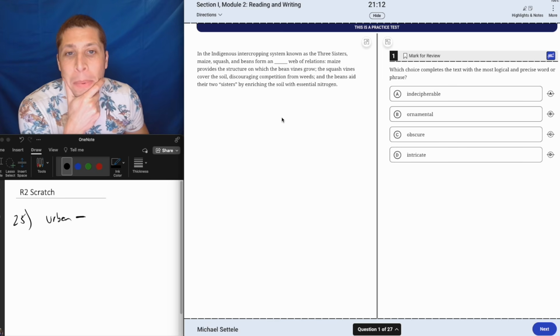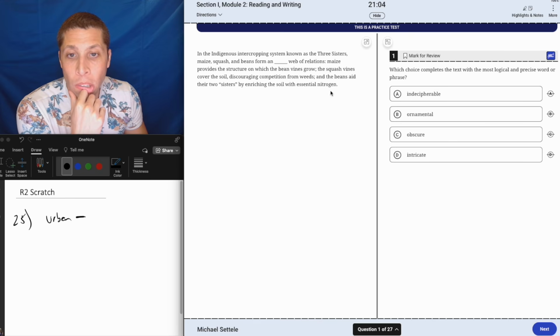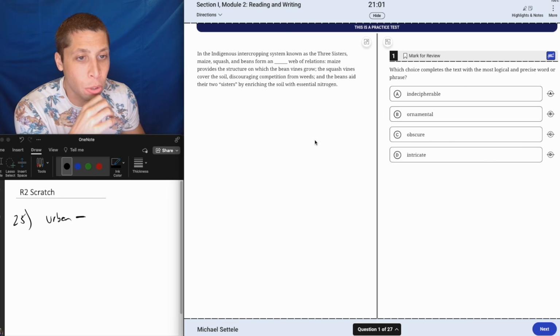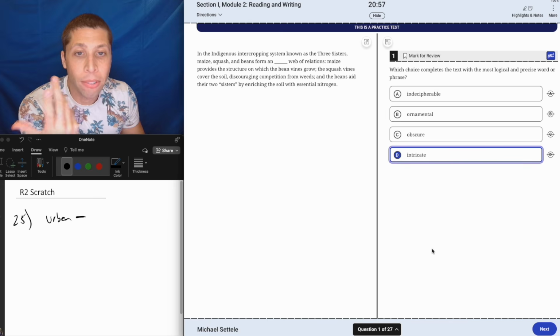In the indigenous intercropping system known as the Three Sisters, I've seen this question before. Maize, squash, and beans form a blank web of relations. It provides the structure. The squash covers the soil. So they're interwoven, intricate. Yeah, complex is what we're looking for.